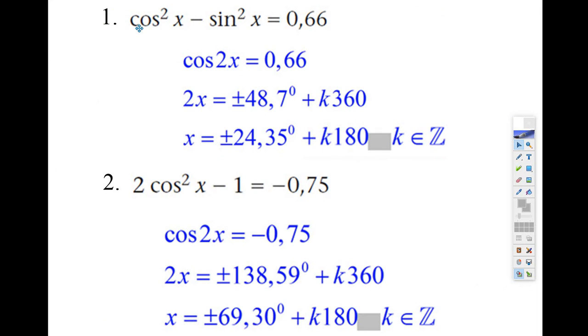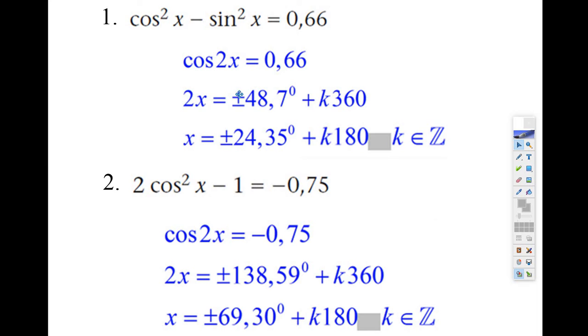Let's try one here. Say you had this, cos squared x minus sine squared x equals 0.66. Well, you've got a formula sheet that says that cos squared minus sine squared is equal to the cosine of the double of that angle. So you can rub that out and just put cos 2x. Now, we've got an angle 2x. We want to find out how it fits with 0.66. So you go shift cosine of 0.66, and your calculator will say 48.7 degrees.